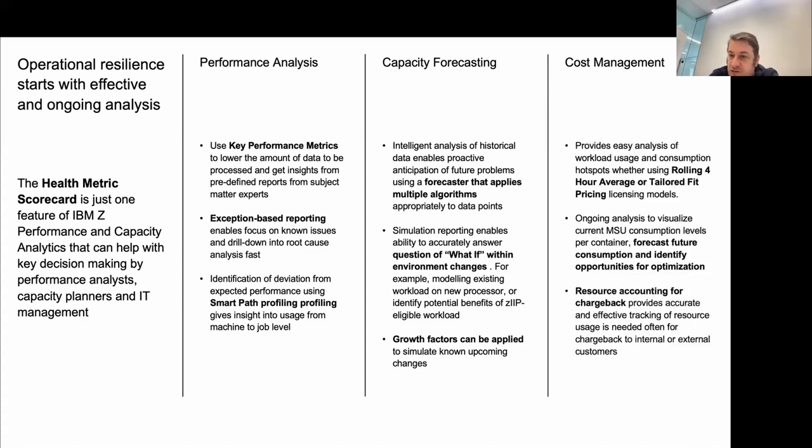And I touched also on some of the cost management capabilities, such as the tailored fit pricing part. I didn't really cover it today, but we can also provide resource accounting for chargeback and showback capabilities, if you're doing internal billing to consumers or departments within your environment as well.